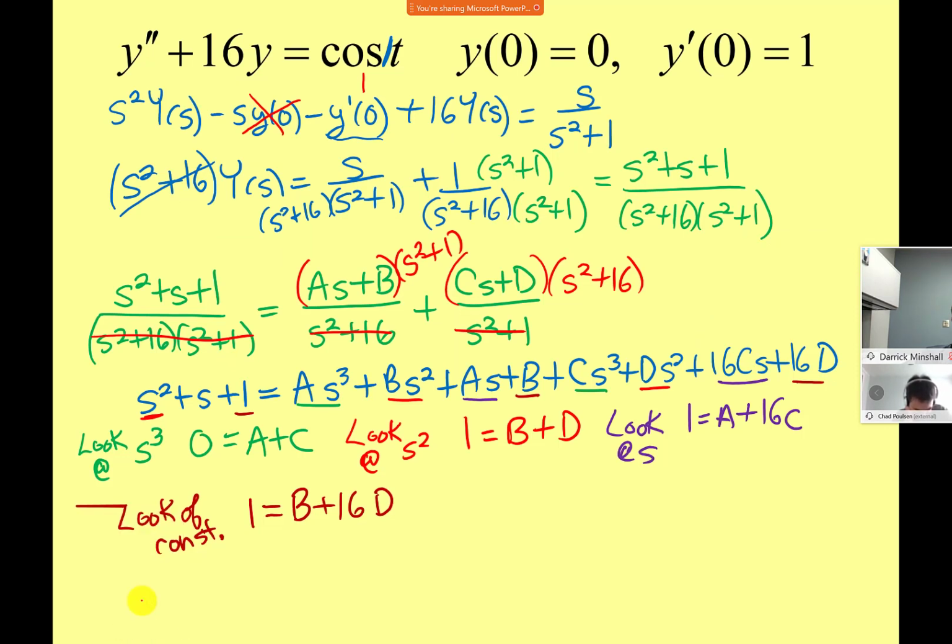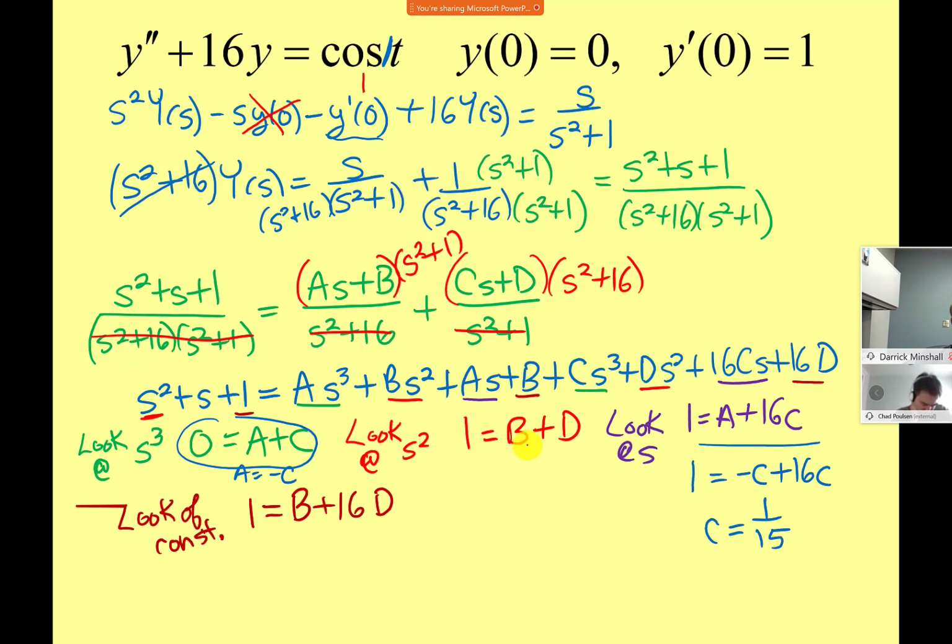So I think we've got this equation, a equals negative c. So let's go ahead and put that in over here. So I have 1 equals negative c, that's what a was, plus 16c. So that's 15c. So c is going to be 1/15. Okay, so solving 15c, divide by 15.